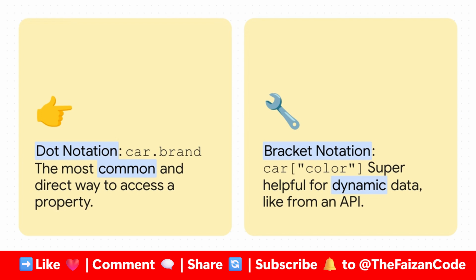You've got two main ways to get at the data. The first one, and the one you'll see most often, is dot notation. It's simple, just the object's name, a dot, and the key. It's direct and easy to read. The second way is bracket notation, and this one is incredibly powerful. It lets you use a variable or a string inside the brackets to look up a property, which is absolutely essential when you don't know the exact property name until your code is actually running.